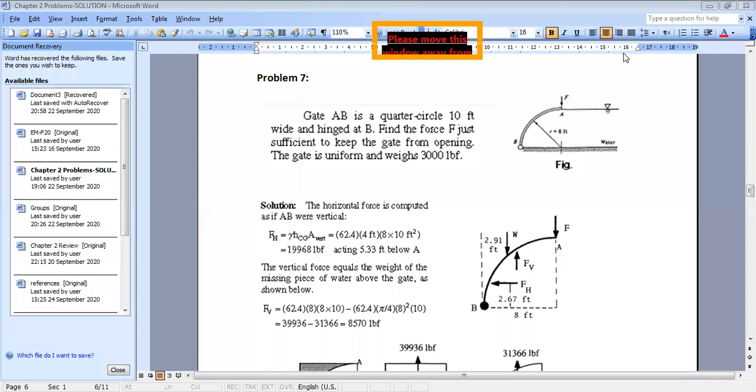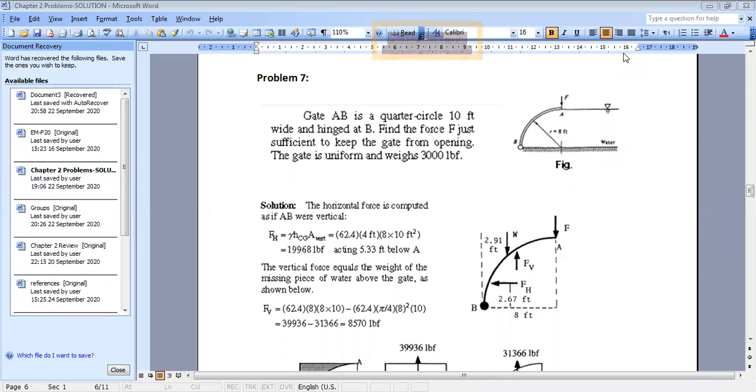So we will start with problem 7. Gate AB is a quarter circle of 10 feet wide and hinged at B. Find the force F just sufficient to keep the gate from opening. The gate is uniform and its weight is 3000 lb.